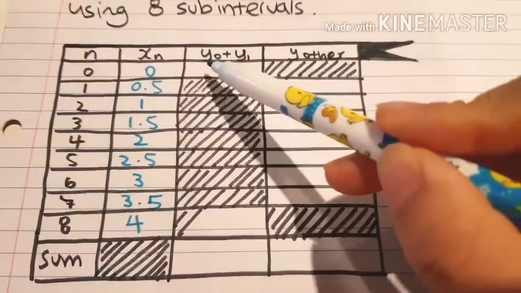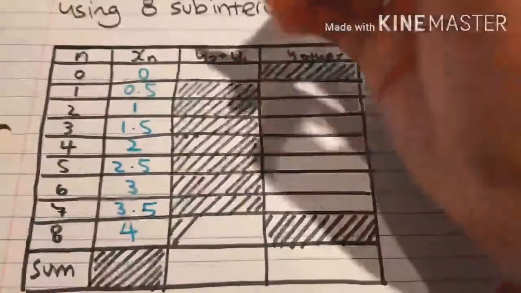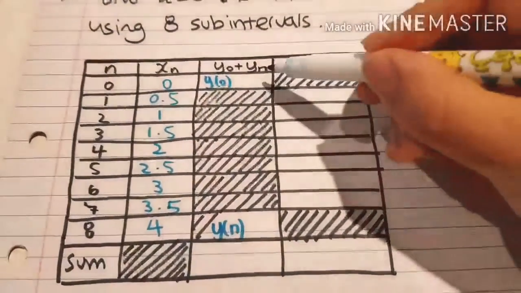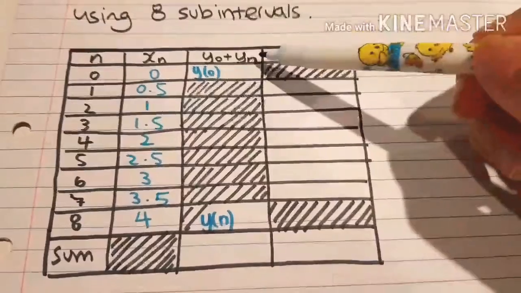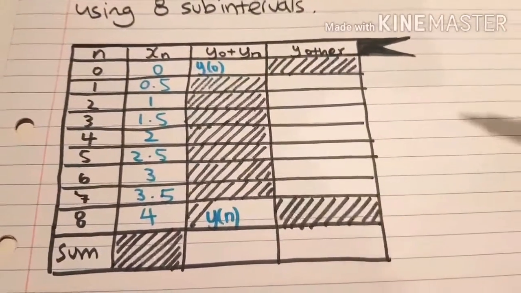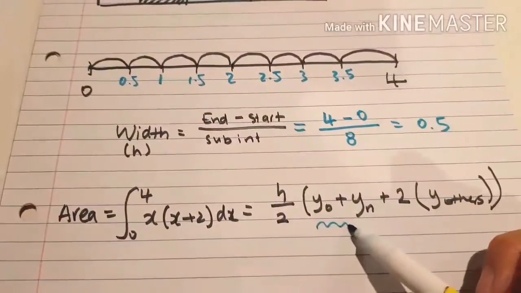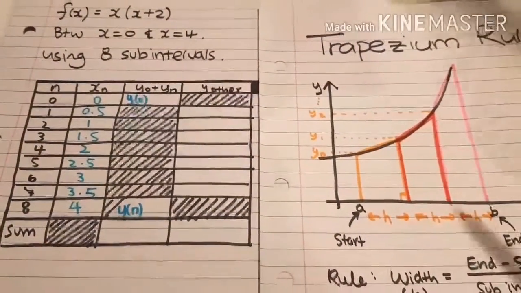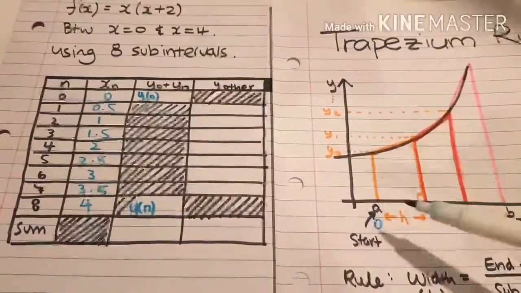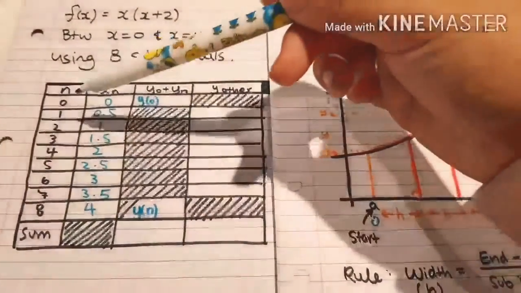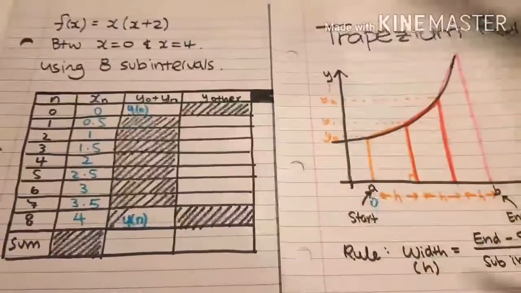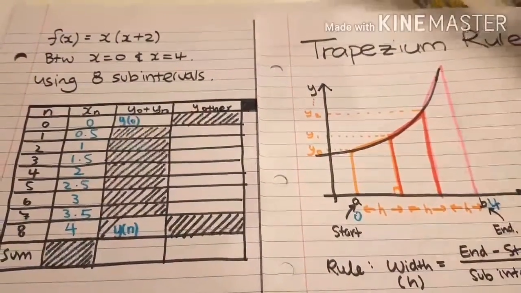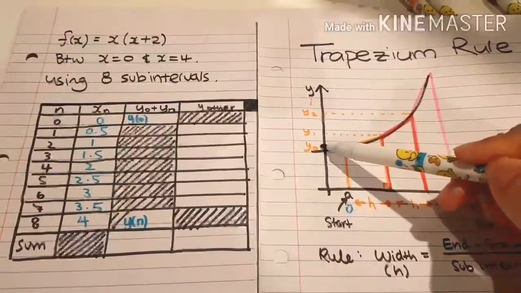Then how can I find y0 and yn? Basically, you're adding the first one, the start, and the last one. Remember the formula, the start and the last? How do you calculate it? The start x value is 0, and the last x value is 4. So calculating y0 is the y value from the function.